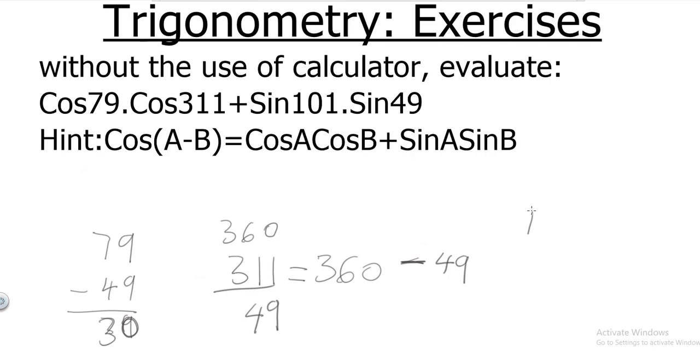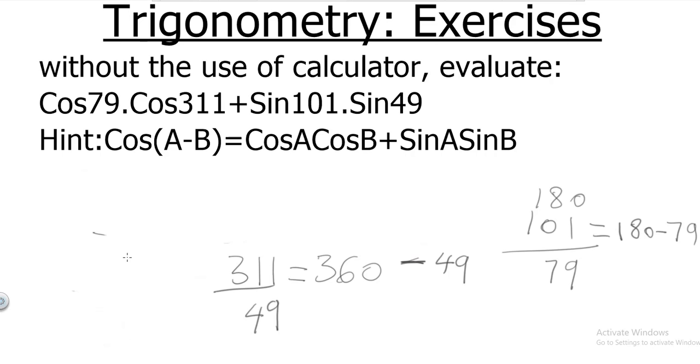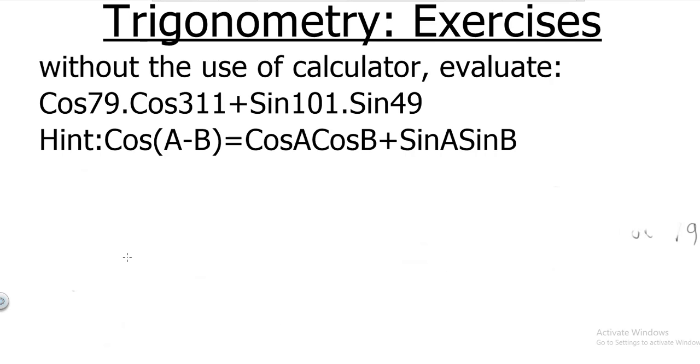Then we have 101, which is closer to 180. If you subtract, this will give you 79. So this will be 180 minus 79. That is what they say. Now we have to keep this too. Don't forget that.